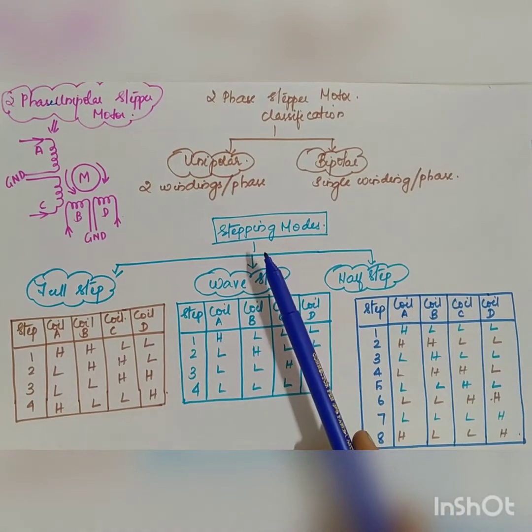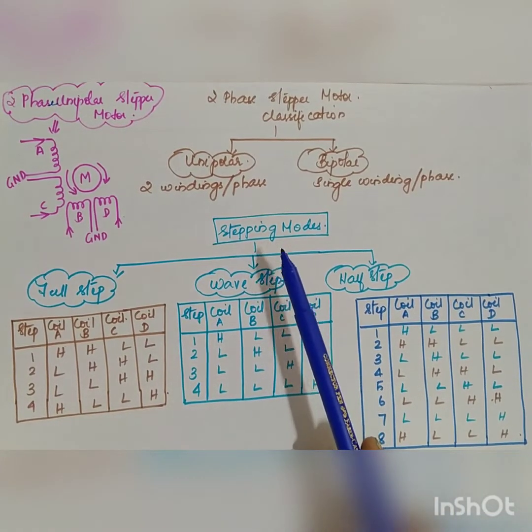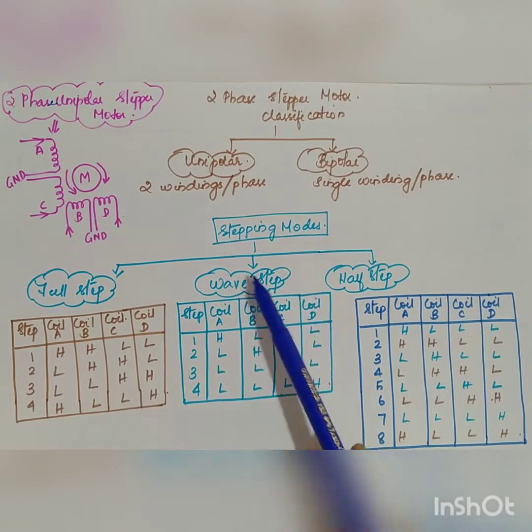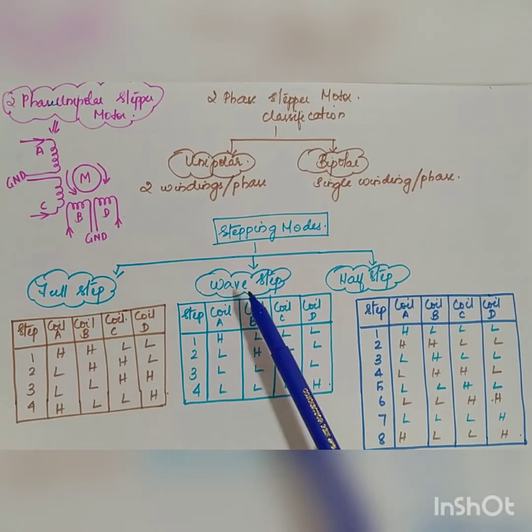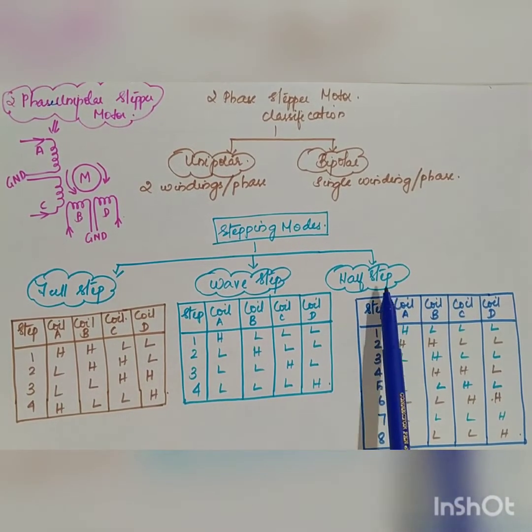These are the different stator winding details of a two-phase unipolar stepper motor. There are 3 stepping modes: full step, wave step, and half step.